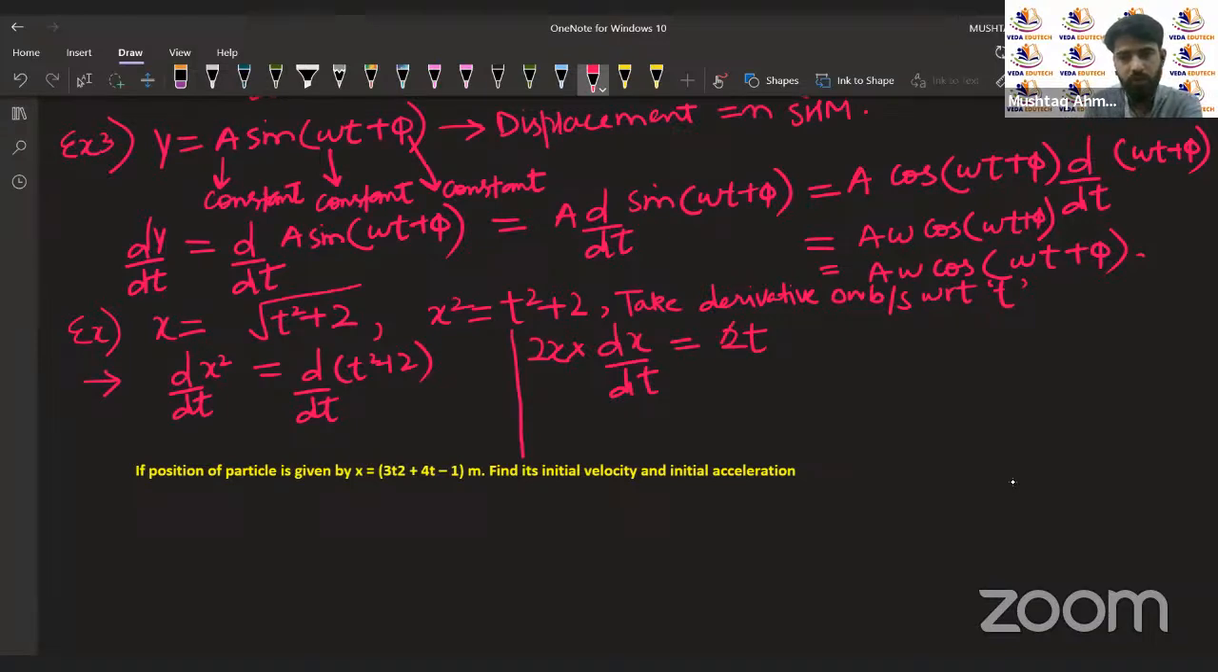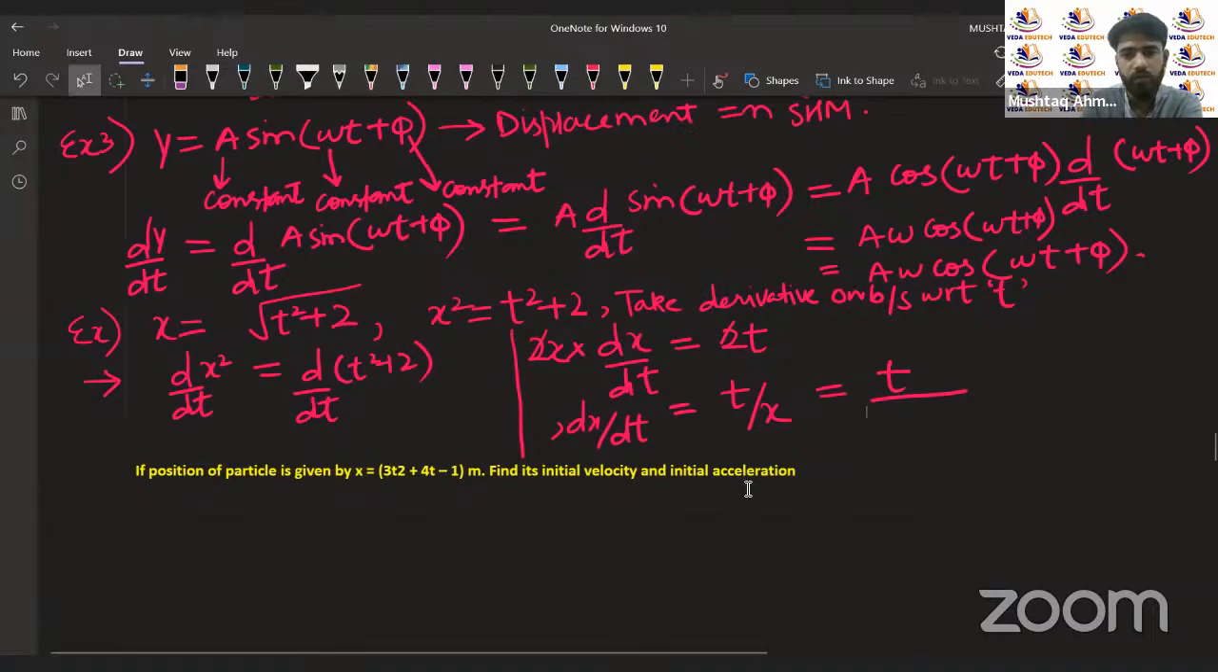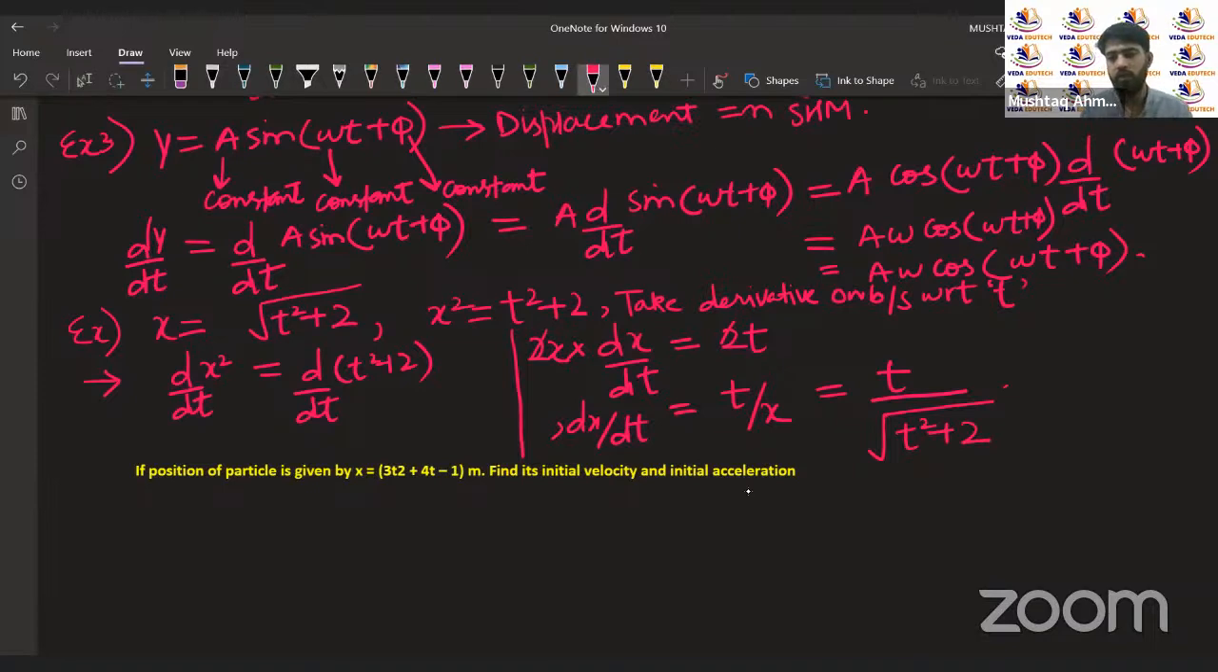यहाँ से हमारा 2 और 2 cancel out हो जाएगा. And from here our dx by dt जो हमें calculate करना था, it will be nothing but t upon x. x क्या हमारे पास under root of t square plus 2. ये हमारे पास final answer होगा. So this is how we calculate the derivatives of composite functions using the chain rule.